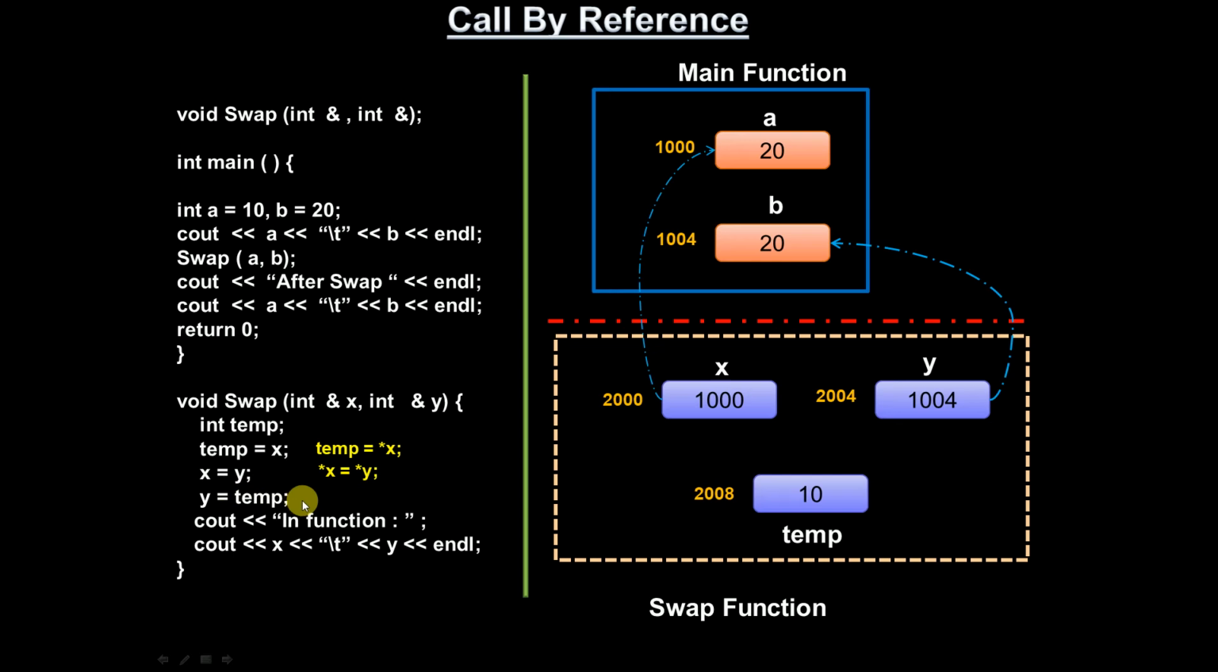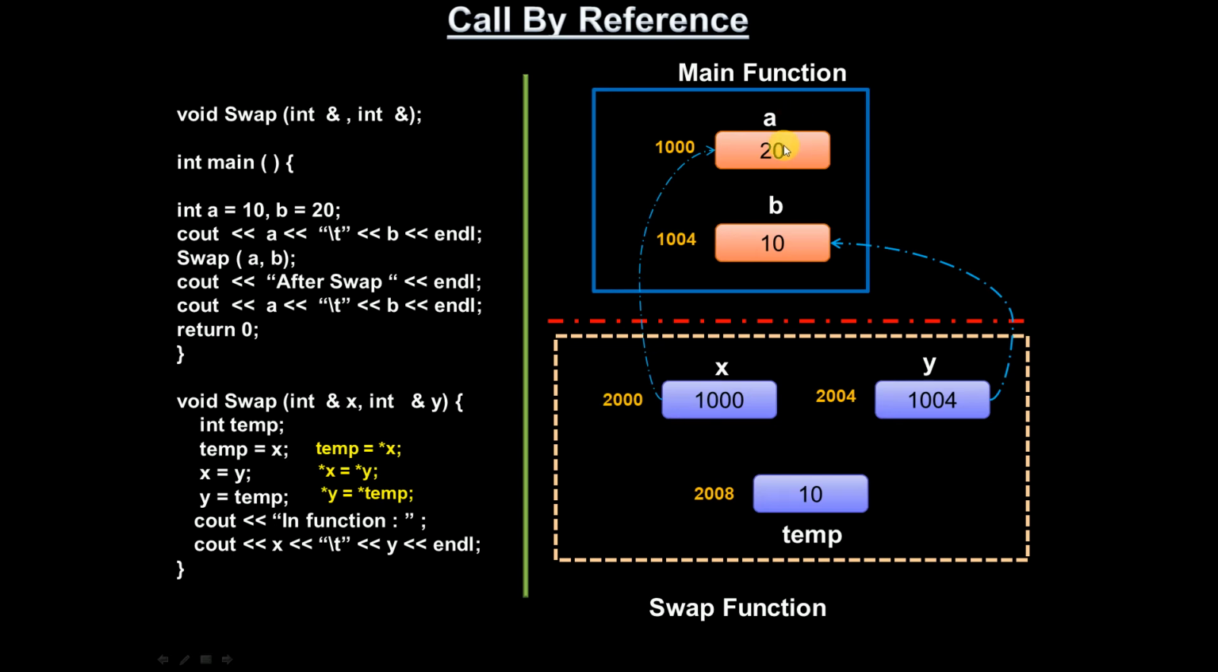Next, y equals temp. How will it be replaced? It will be replaced with star y equals temp. What is star y? Star y means the 1004 memory location. What is the value? That is 20. What is the temp value? 10. So 10 has to be copied to this location. You can see the value 10 replaced here. And again, when I say cout x, cout y, this will actually internally be cout star x and star y. What are star x and star y?